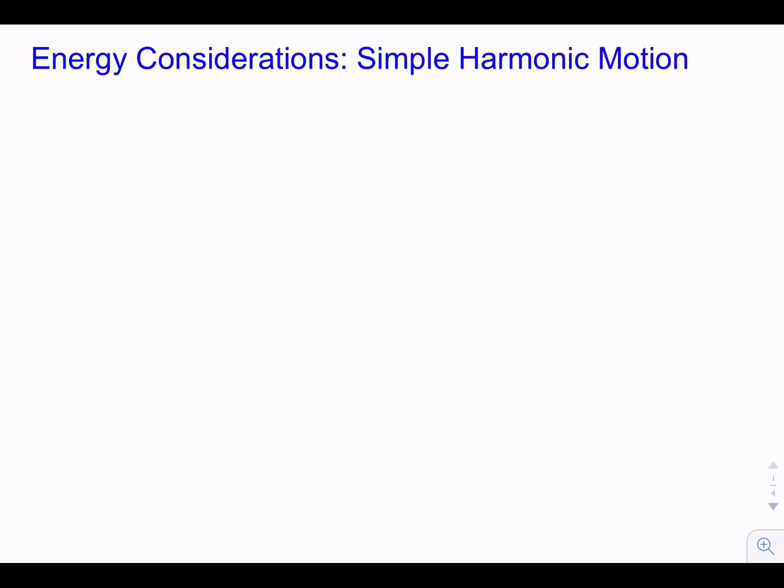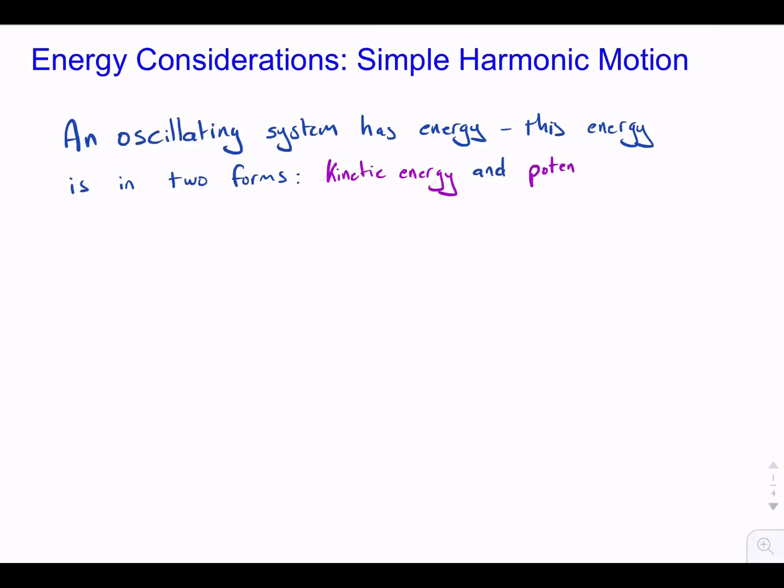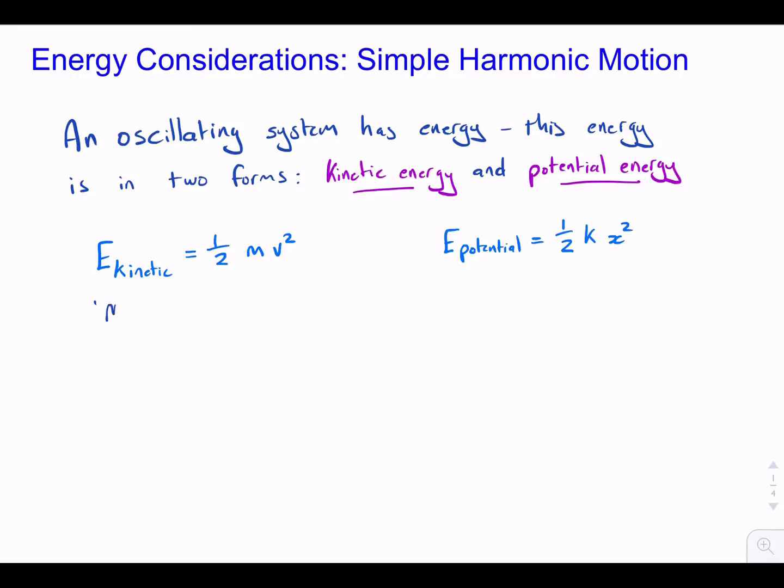So far we've been looking at simple harmonic motion only in terms of the forces, but of course we can also study this system in terms of the energy. An oscillating system has energy, and this energy is in two forms: kinetic energy and potential energy. For a mass on a spring, the kinetic energy equals a half mv squared, and the potential energy, E potential, equals a half kx squared. The kinetic energy can be thought of as moving energy, and the potential energy as the stored energy of the system.